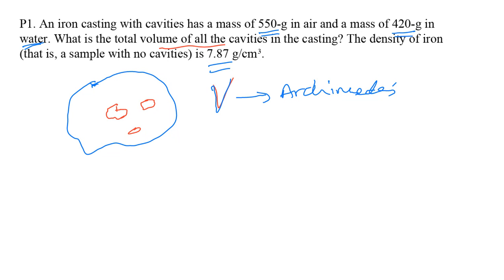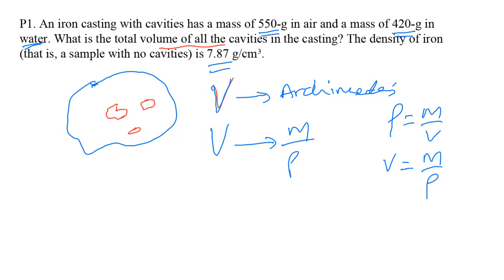But if you try to find the volume using density and mass, density is mass over volume, so volume is going to be mass over density. In this case, remember that we are going to use the mass in air, which is 550 gram. That includes only the mass of the iron. Then we use the density of the iron. This is going to give you the volume of just the iron only.